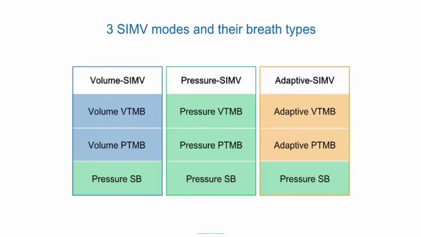VTMB and PTMB can be volume-controlled, pressure-controlled or adaptive-controlled, forming three individual SIMV modes: volume SIMV, pressure SIMV and adaptive SIMV. Note: in a SIMV mode, both VTMB and PTMB are the same in controlling mechanism, yet SB is always pressure-controlled, though the support can be set to 0.